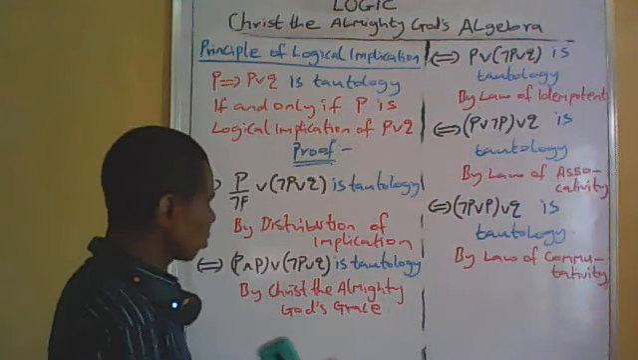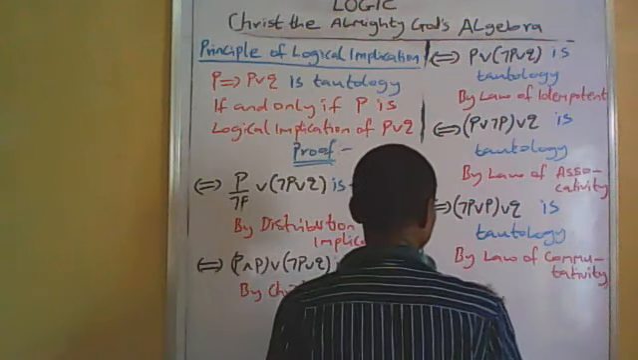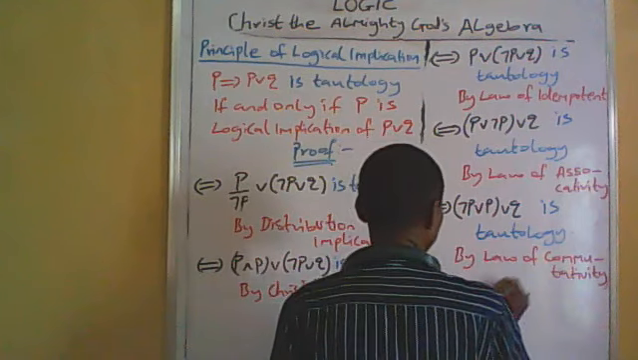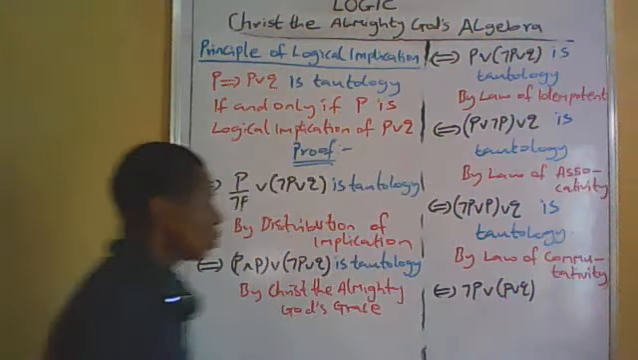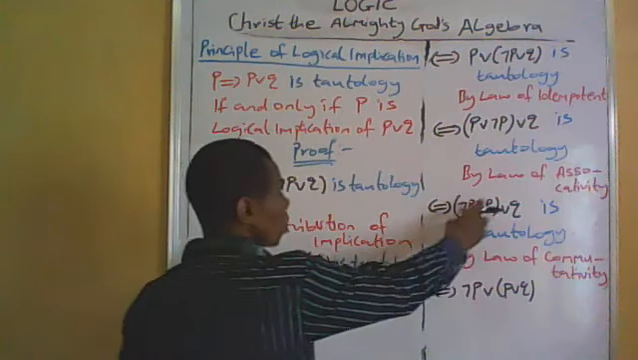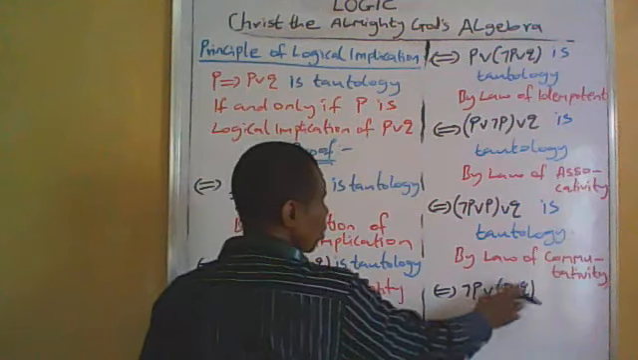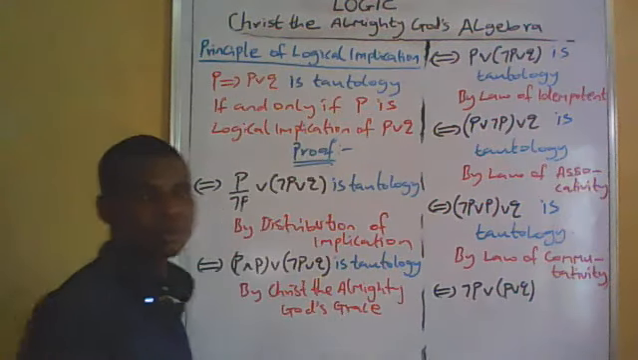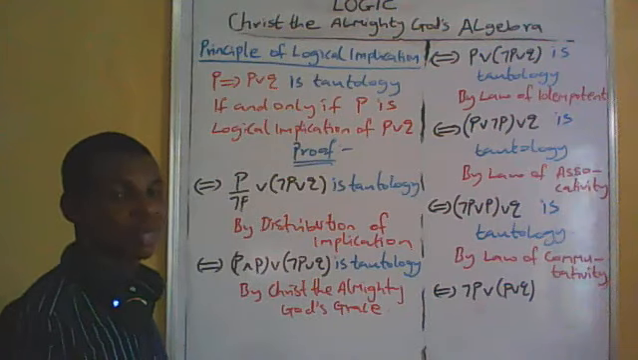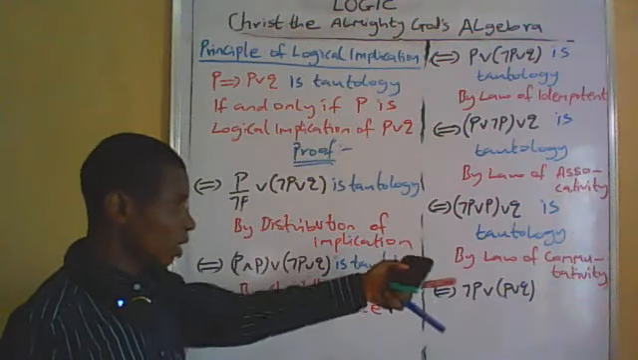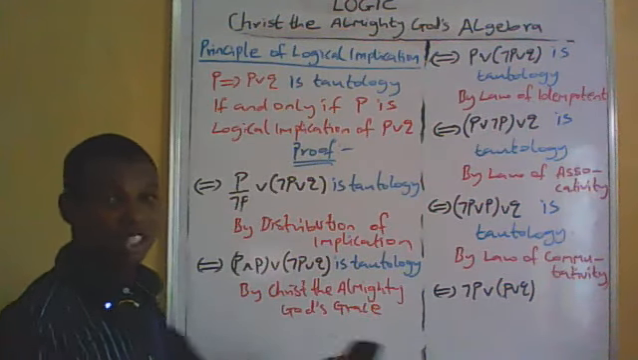Also, if and only if not P or bracket P or Q. So you substitute this not P or P or Q with not P or bracket P or Q by law of associativity, and it still preserves logical equivalence. So since it still preserves logical equivalence, is tautology.